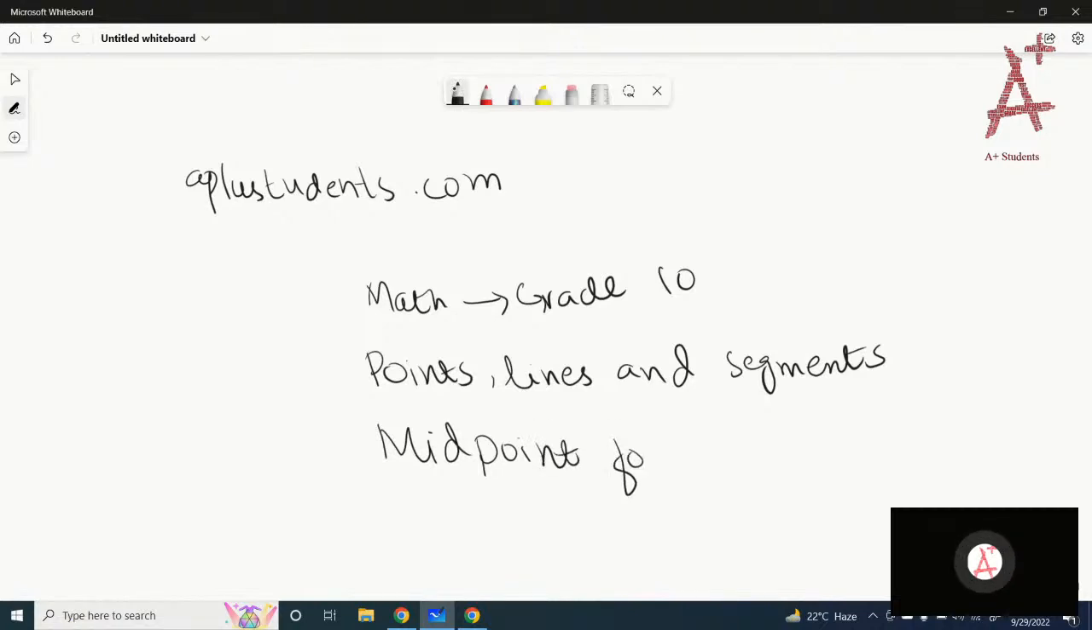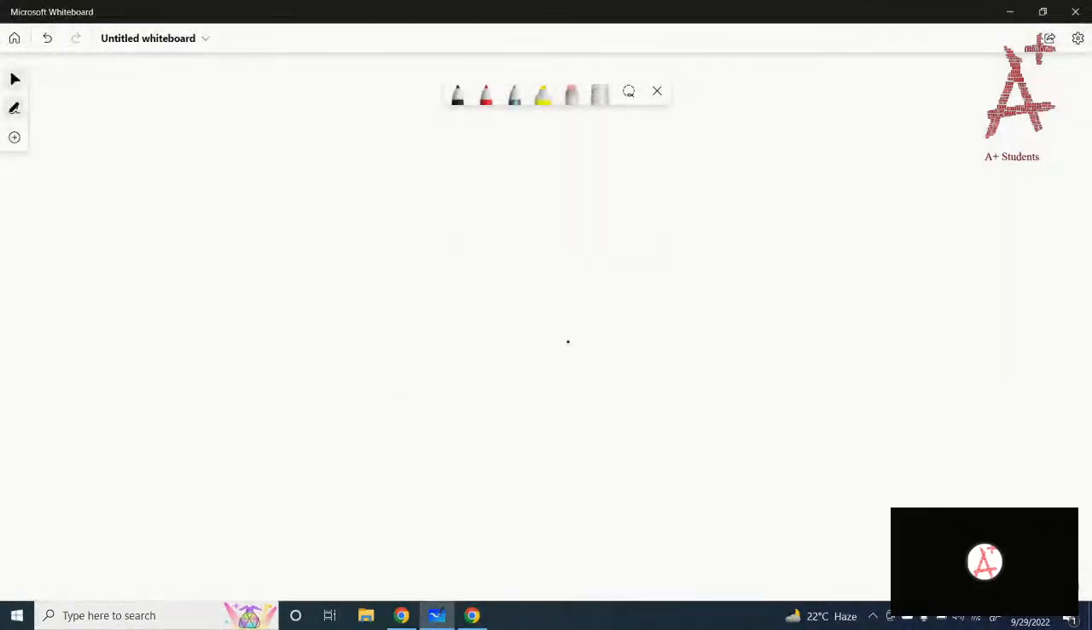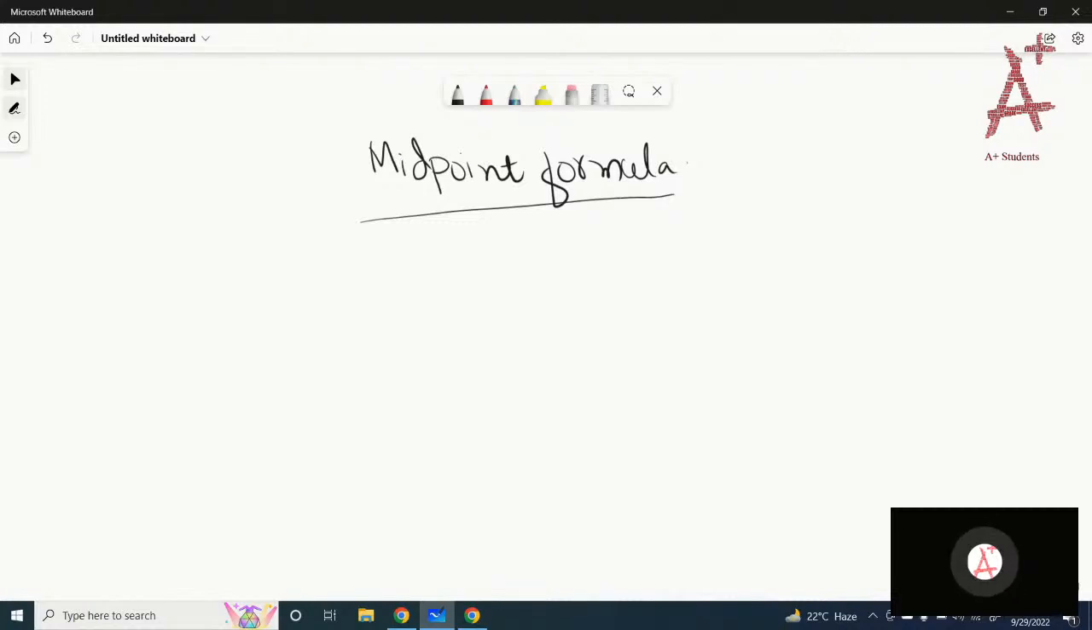Okay, let's start with the topic that is midpoint formula. Let me write down the topic name first. Midpoint formula. Click on the continue button so that we can start with the lesson. Let's start with examples. The first example: a line segment has the endpoints. Let me write down the question on the board.